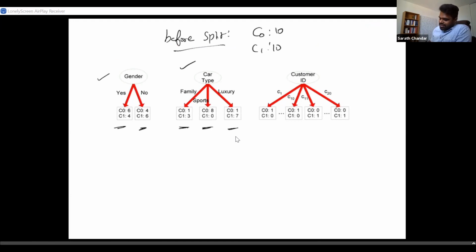Okay, so the first part has 1 class 0, 3 class 1. The second part has 8 class 0, no class 1, and so on. Similarly, I could divide it based on the customer ID, and it is going to divide the data set like this. Now here is a question for you. Again, we are going to do a poll. Which one of these splits do you think is the best possible split? Let's call the first one, gender, as A, car type as B, customer ID as C. I'm going to start the poll.